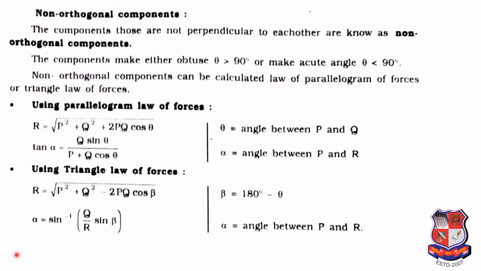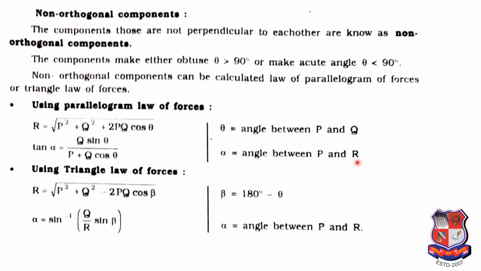So if we use the law of parallelogram, then using the parallelogram law of forces, your resultant R will be under root P square plus Q square plus 2PQ cos theta, that we already discussed in our previous lectures. And your tan alpha will be Q sin theta upon P plus Q cos theta, that we already discussed in our previous lecture. So here you can see that in that case theta will be the angle between P and Q, and alpha will be the angle between P and R.